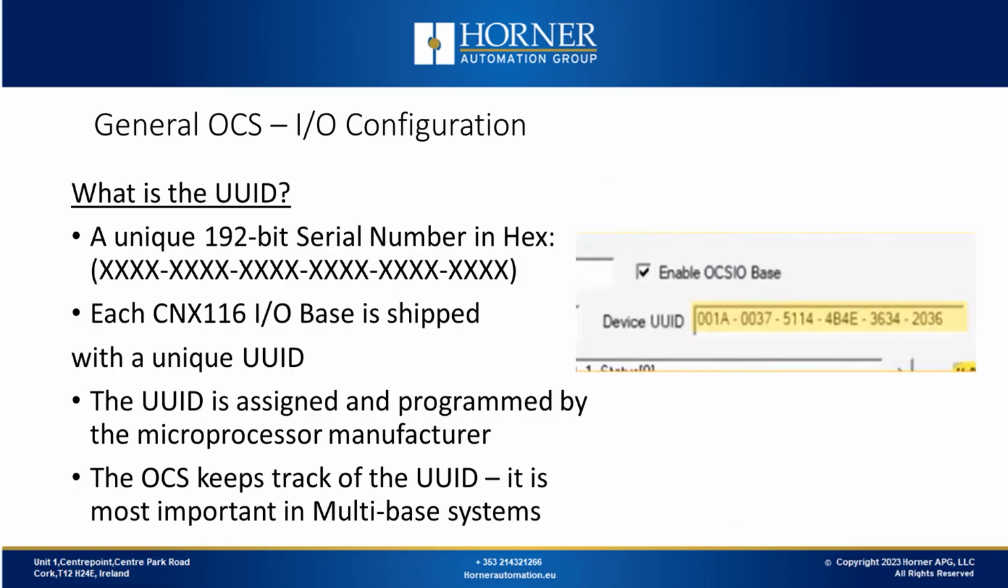A UUID is a very detailed 192-bit serial number, which is usually represented by 6 consecutive 32-bit hex numbers. The purpose of the UUID is for there to be a unique serial number for every OCS-IO base that is shipped. This is a feature of the microprocessor that we're using, and it's designed by the microprocessor manufacturer. And we're using this unique serial number so that the OCS can keep track of the fact that you have multiple bases that are different. So the UUID is how the two bases are differentiated from each other.